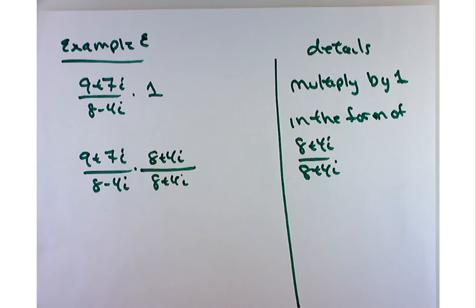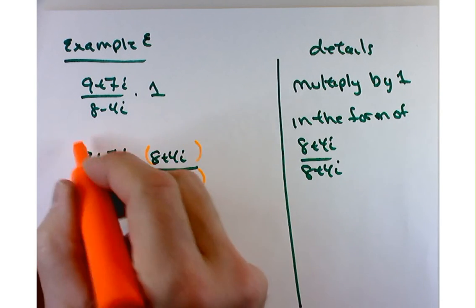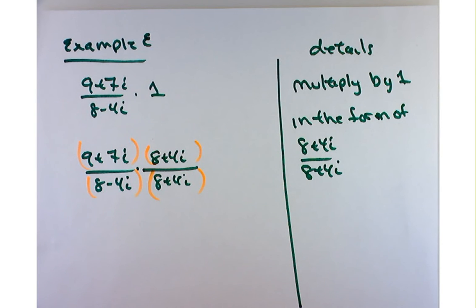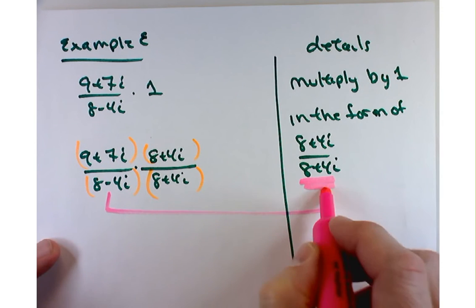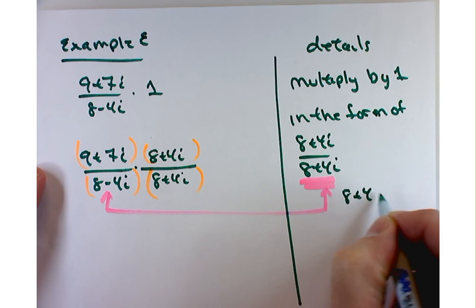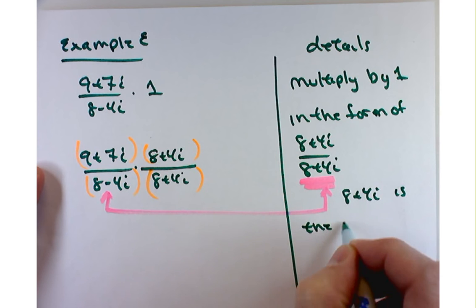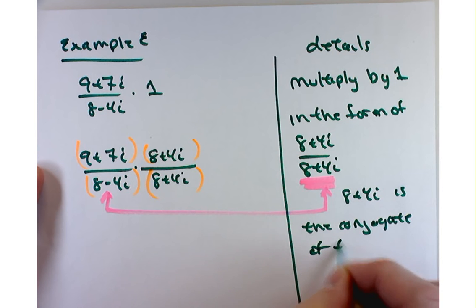Where do you think the 8 plus 4i comes from? How did I decide on that? Yep. 8 plus 4i is the conjugate of the denominator. So we started out with an 8 minus 4i there. We're going to multiply by the conjugate of the denominator over itself.